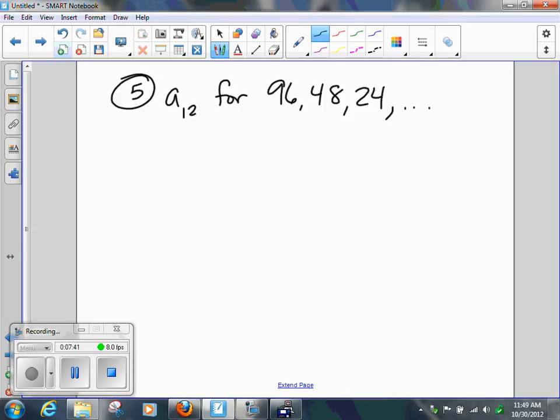Still dealing with geometric sequence, A sub 12. I've got to write the formula every time. I know what my first term is, 96. I don't know what my ratio is, but I know how to find it: 48 divided by 96, which is 1/2.